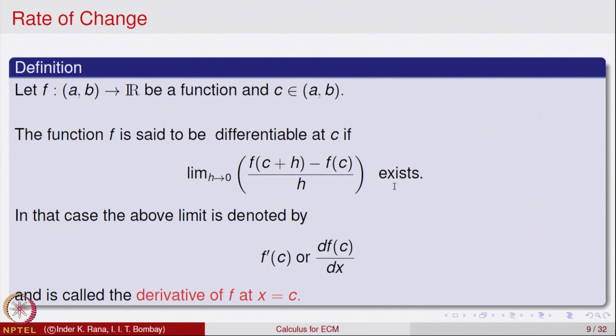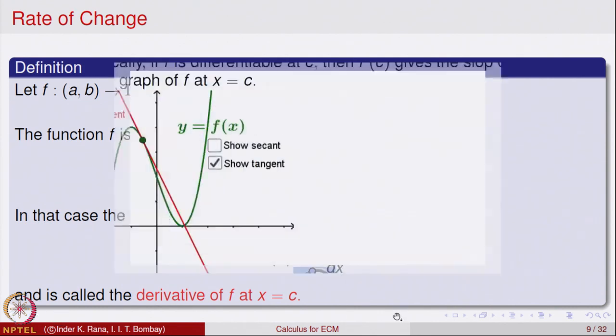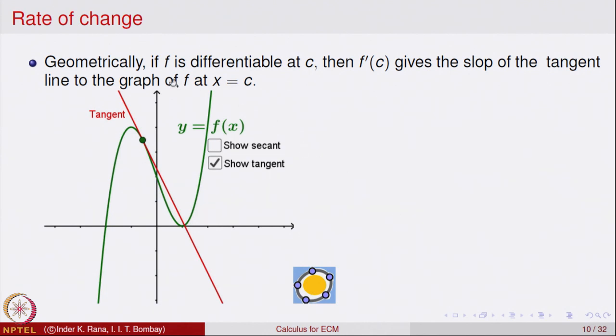If this quantity exists, in that case we say that the function has a derivative at the point x equal to c, and it is denoted by f dash of c, or it is also written as df by dx at c. Let us try to see how this helps in giving us the various concepts that we have been thinking about. Geometrically, saying that a function is differentiable at a point c, that the limit exists, is essentially saying that f dash of c gives the slope of the tangent to the graph of f at c.